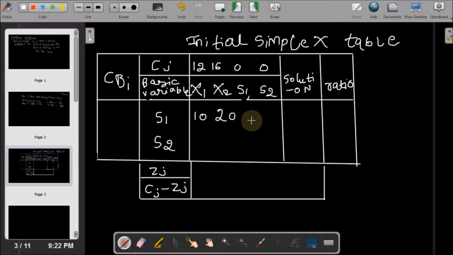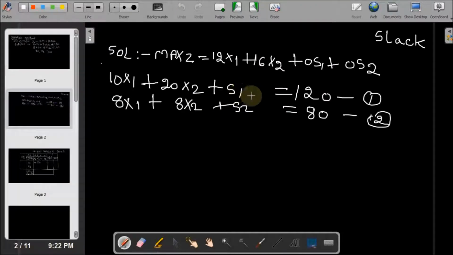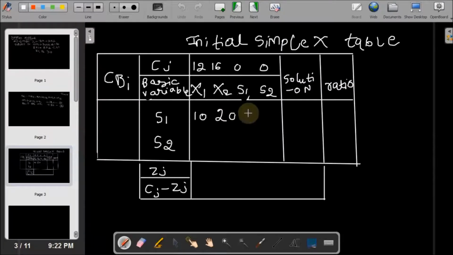Right? S1 value. So S1 is there in the first constraint, right? So you can see, S1 value is what? 1. In the first constraint S1 is there, so S1 value will be 1. And S2 value will be 0.